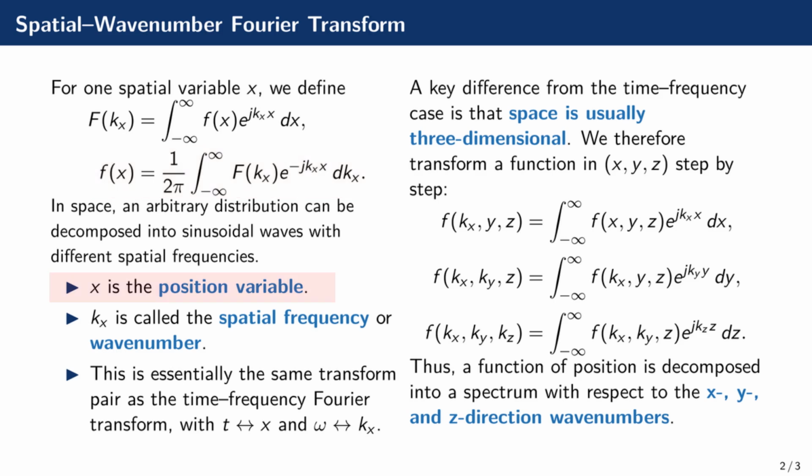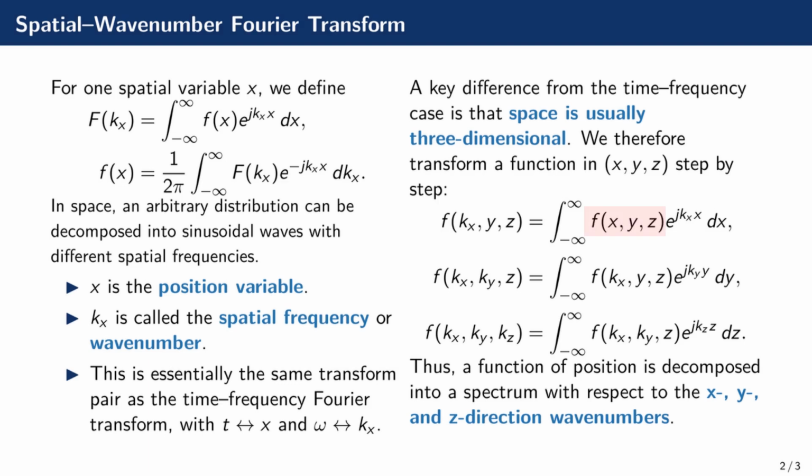Here, x is the position variable. k sub x is called the spatial frequency, or wave number. Essentially, this transform is the same as the time-frequency Fourier transform as taught earlier. The difference is that time is a one-dimensional variable, but space is generally three-dimensional. Therefore, we can extend this idea to three dimensions.